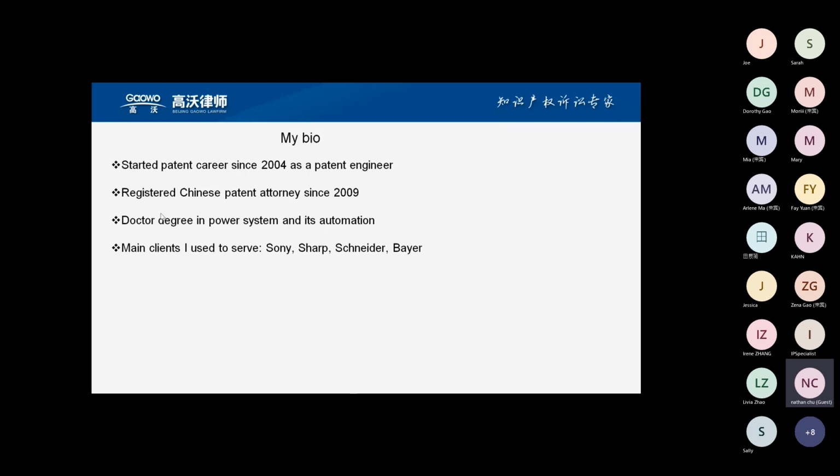The main clients I used to serve include Sony Japan and Sharp Japan, Schneider USA, and the Bayer medical manufacturer. The technical fields I used to be involved in include semiconductor manufacturing and display devices. I also handle some power system device cases and also some biosensors. These are the technical fields I used to get involved in.